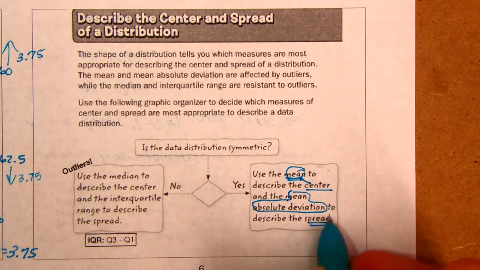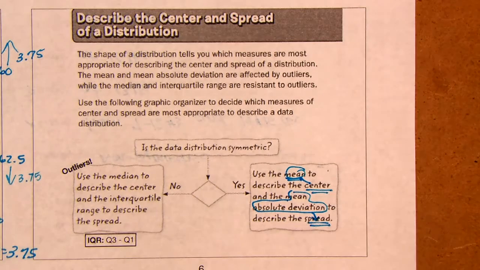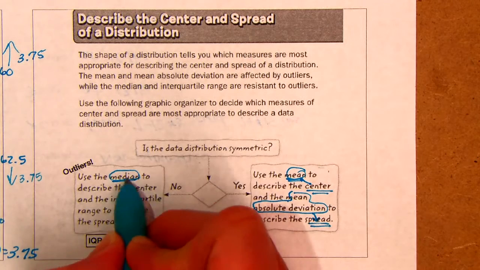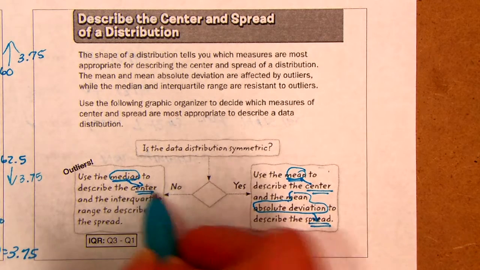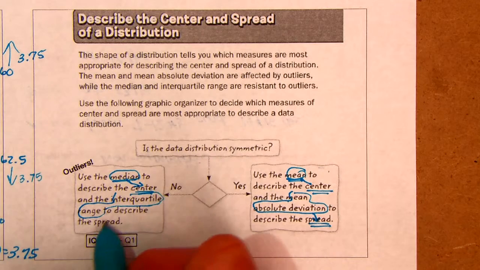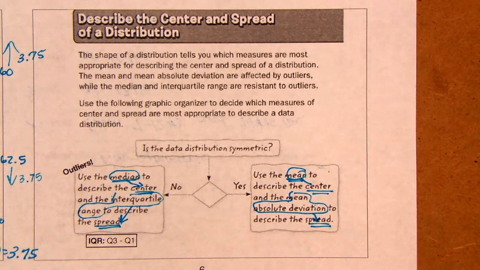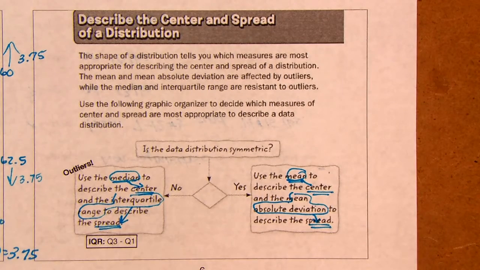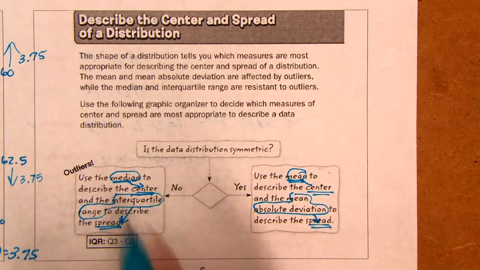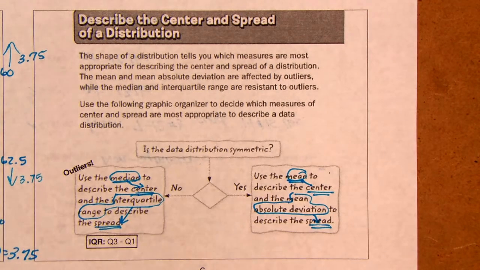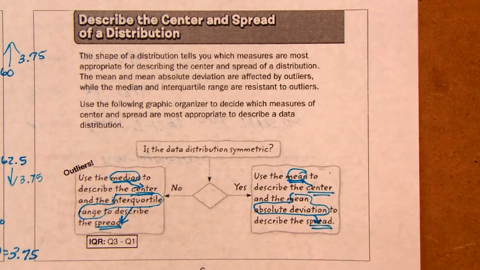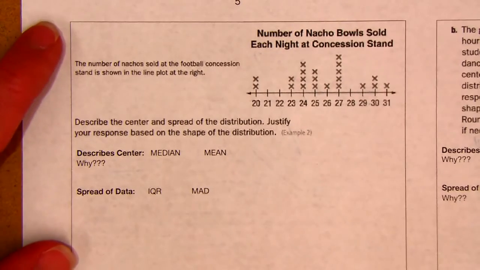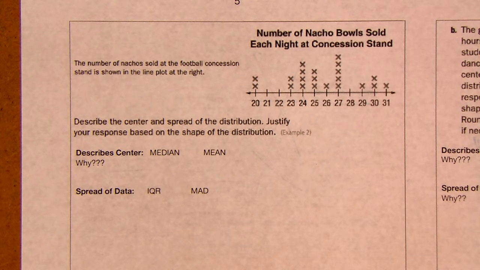And if it is not symmetric, which honestly most of the time it's not, we're going to use the median to describe the center, and we're going to use interquartile range to describe the spread, okay, which is Q3 minus Q1. So median and interquartile range, or mean and mean absolute deviation. And let me show you what that looks like, okay? Right down here. The number of nachos sold at a football game concession is shown at the right. All right, so one night, 2 nights they sold 20, 2 nights they sold 23, and so on.